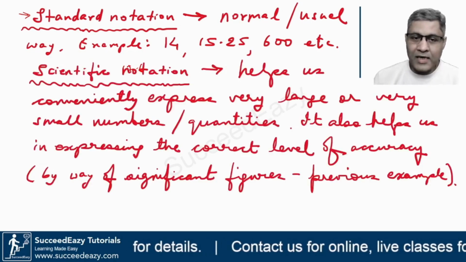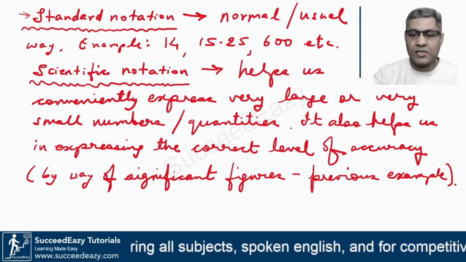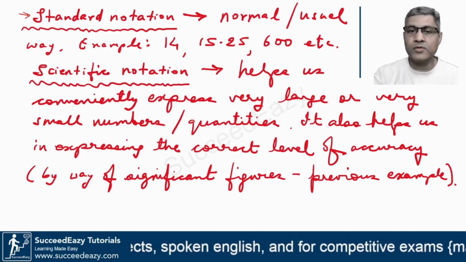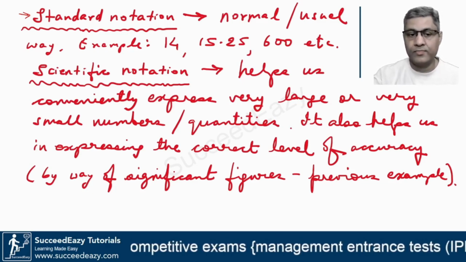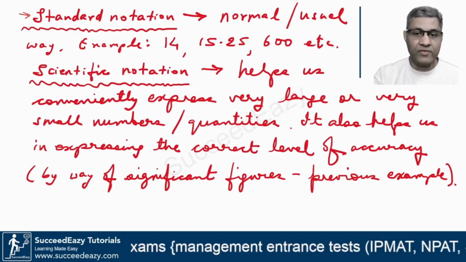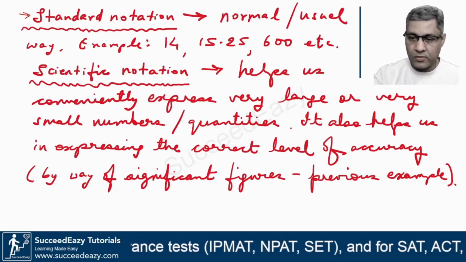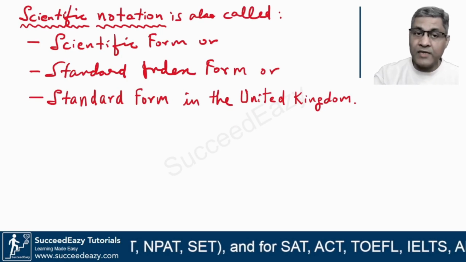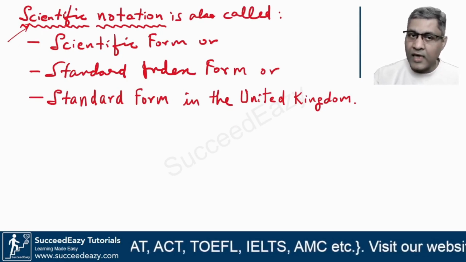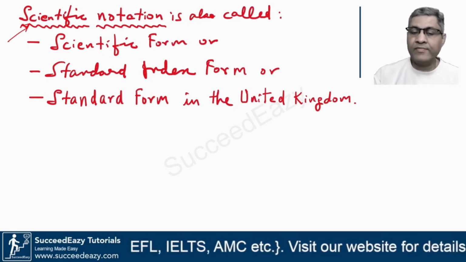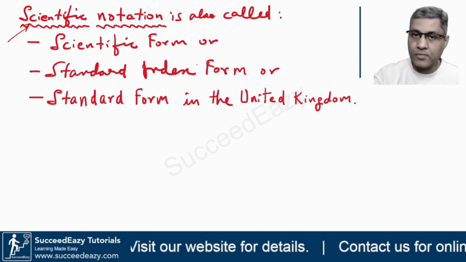Now, what is scientific notation? Scientific notation helps us to conveniently express very large or very small numbers or quantities. It also helps us in expressing the correct level of accuracy, by way of significant figures. We saw that in the two examples that we took. So here comes scientific notation. Mind you, it is scientific and not standard. Scientific notation is also called scientific form, standard index form, or standard form in the United Kingdom.